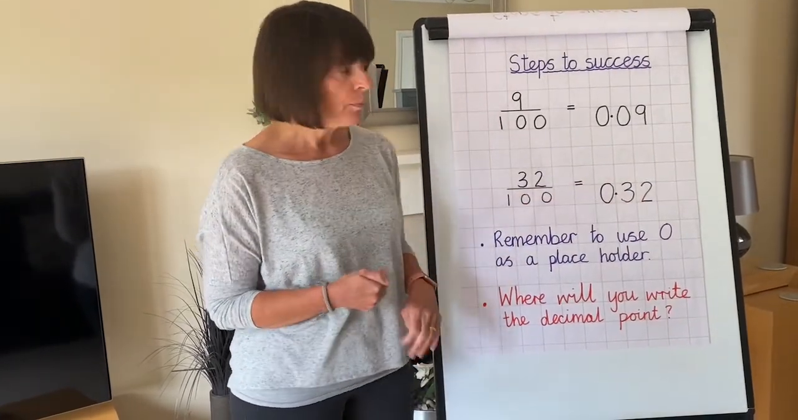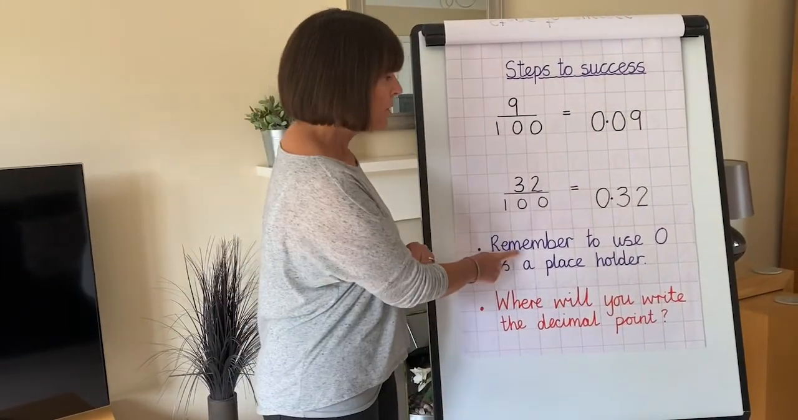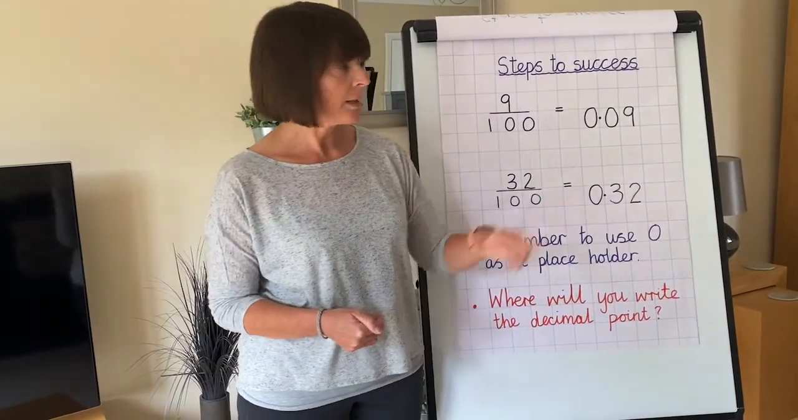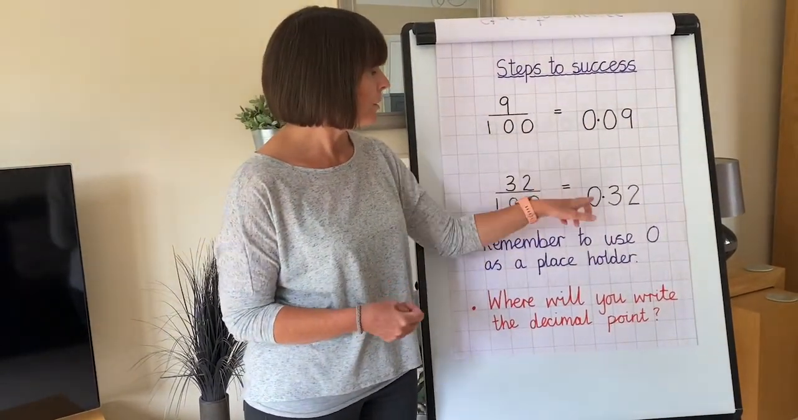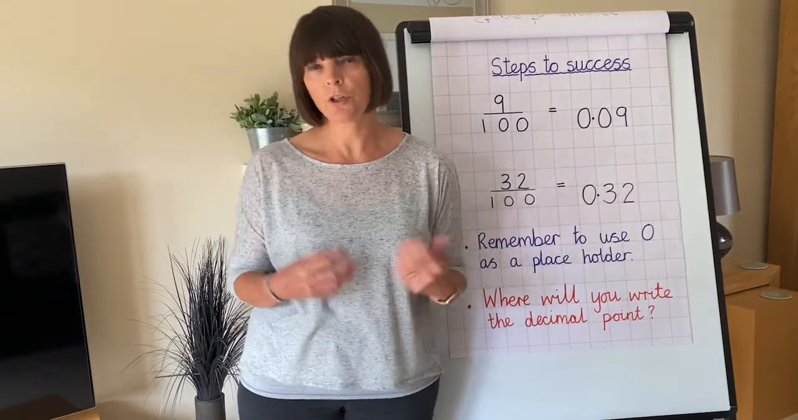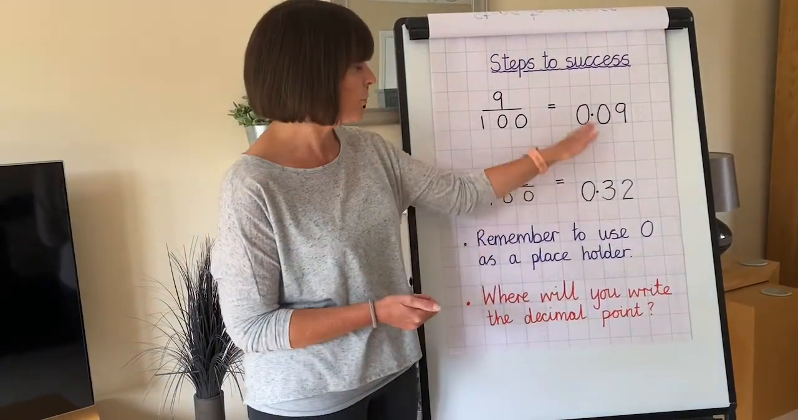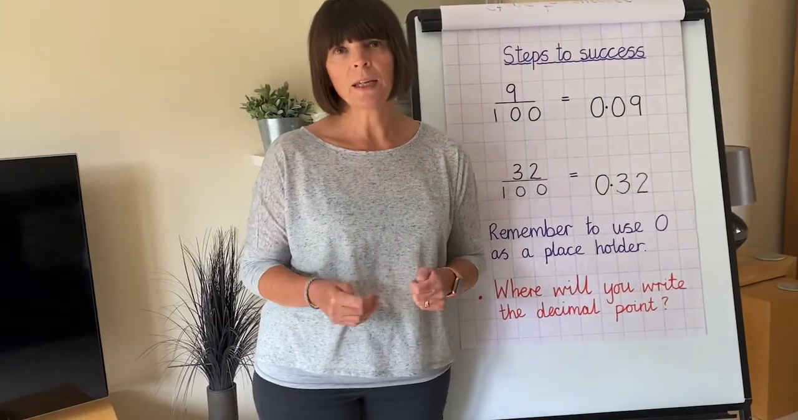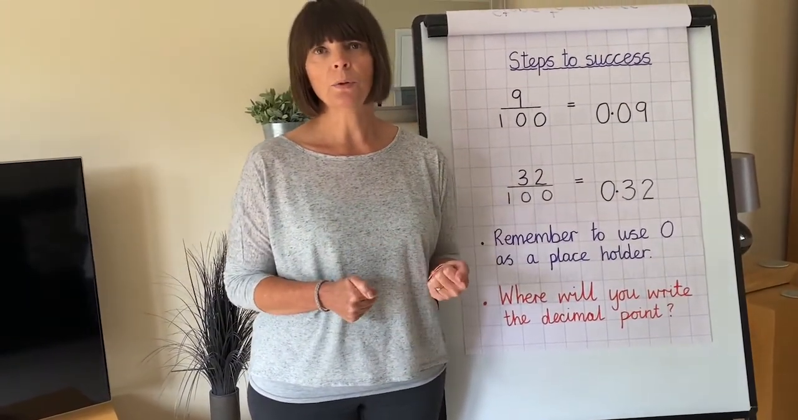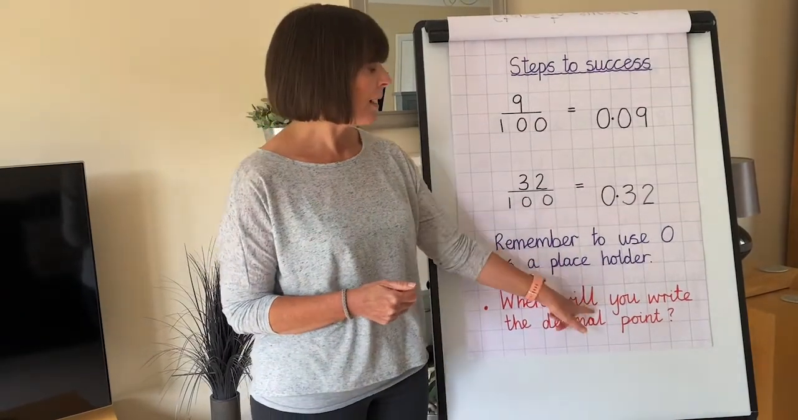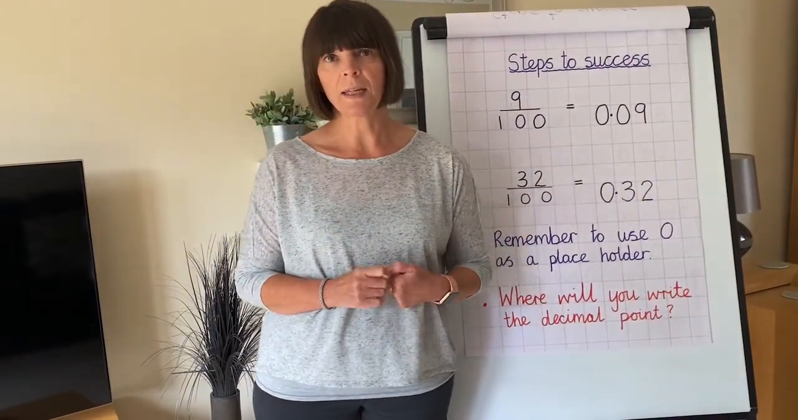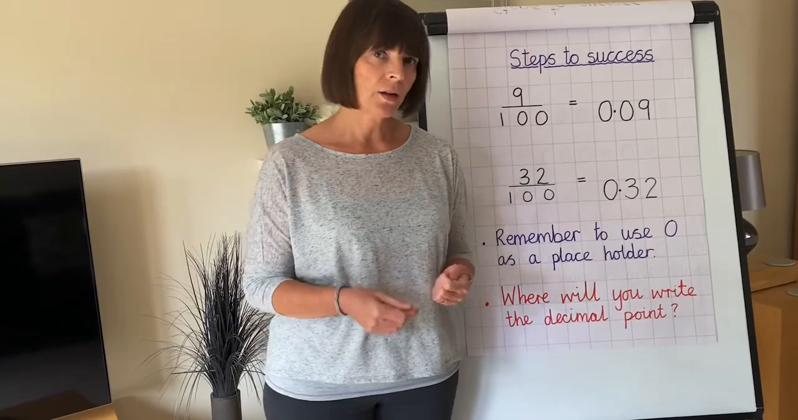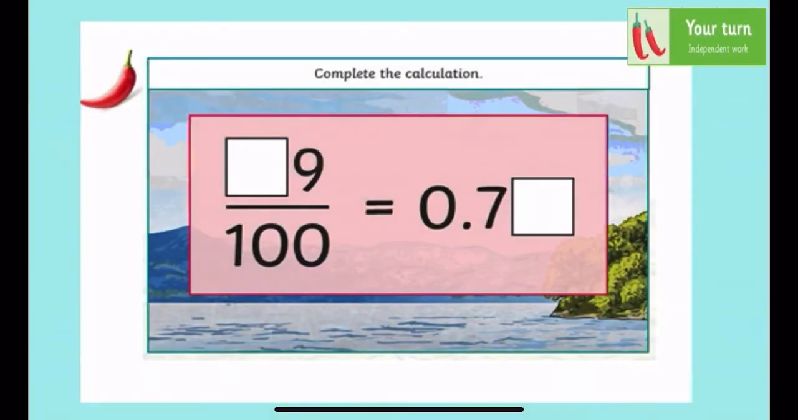So important things to remember. Remember to use your zeros as a placeholder, so that's really important there. So if we didn't use the 0 and the decimal point there, that just would look like 32. So really important to remember that. And where will you write the decimal point? Thinking about writing that decimal when you're doing your chilly challenges, and thinking about including that decimal point and writing it in the right place. Okay, let's go and have a look at our chilly challenges now. We're looking at a layered approach here, and this is the chilly 1 challenge.